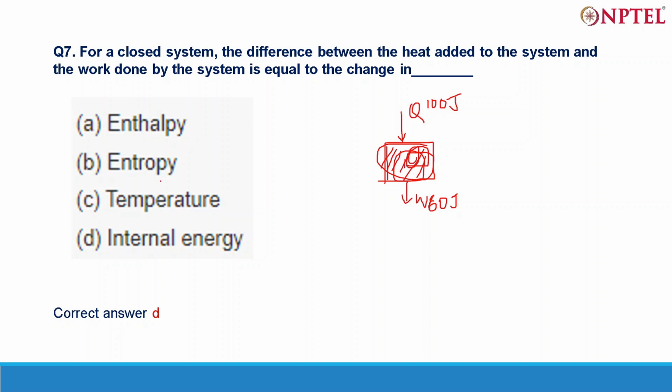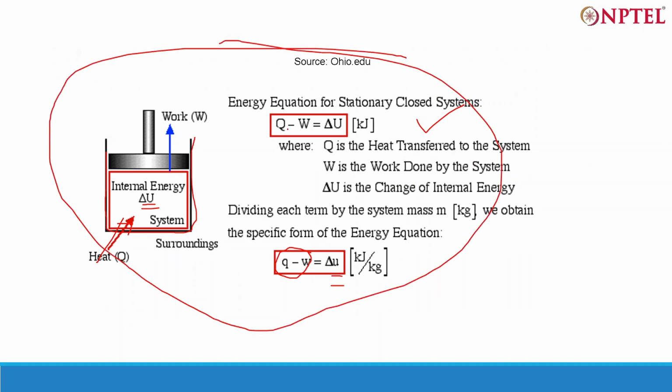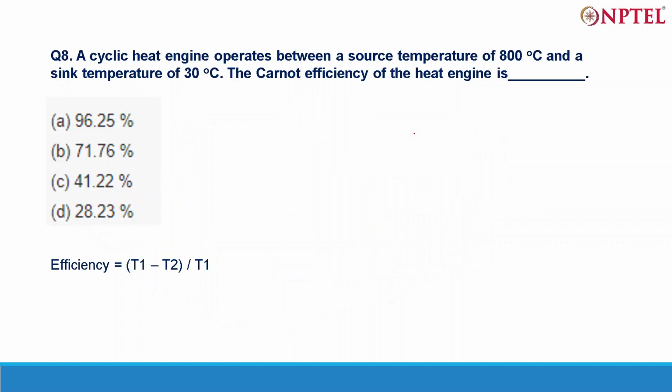So it will be the internal energy of the system: Q equal to U plus W. So this is what is represented here. Okay, so Q equal to U plus W. A cycle heat engine operates when... So these are very easy questions. I don't think I need to go into detail for these questions.